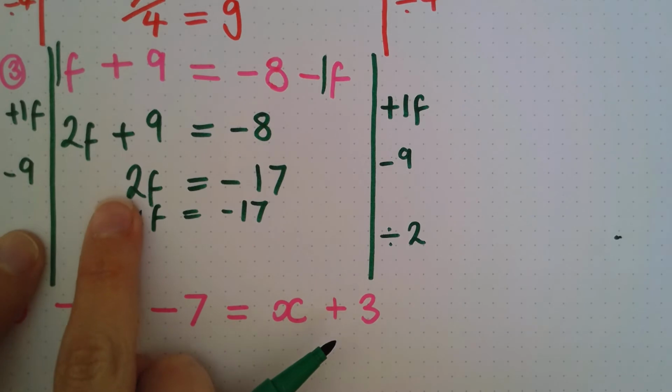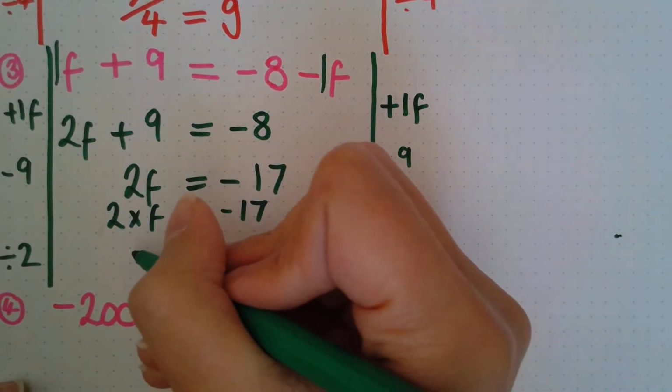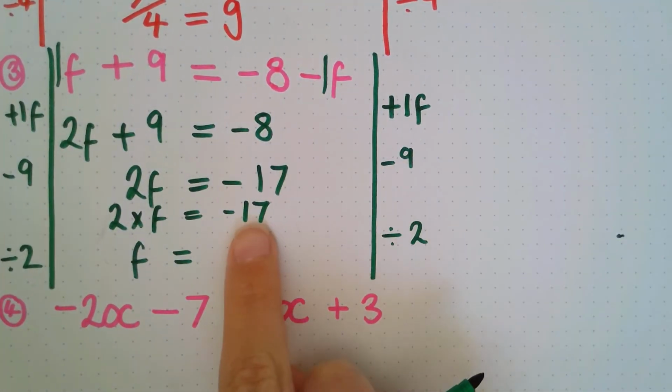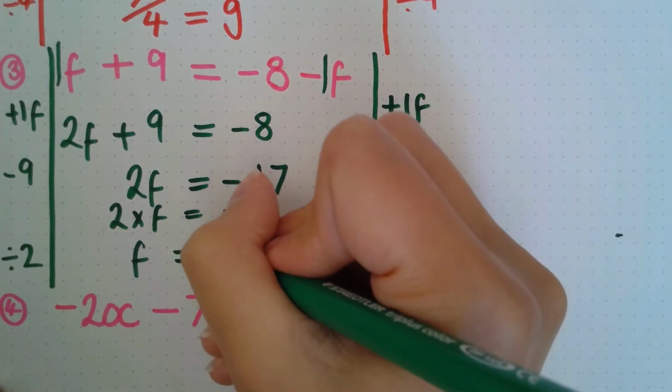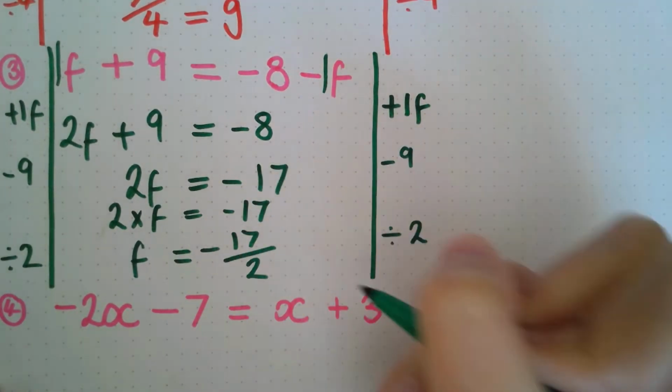And times by 2, divide by 2, you're just left with f. And we can write negative 17 divided by 2 as negative 17 over 2.